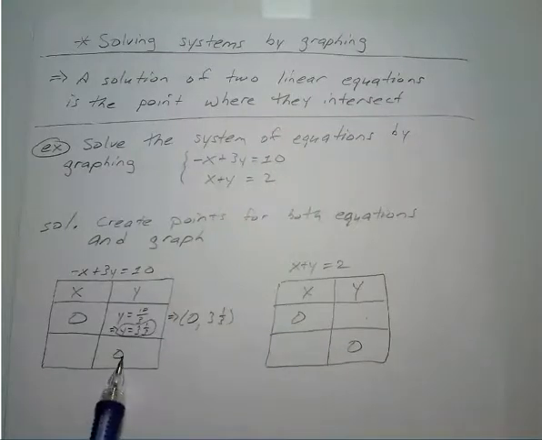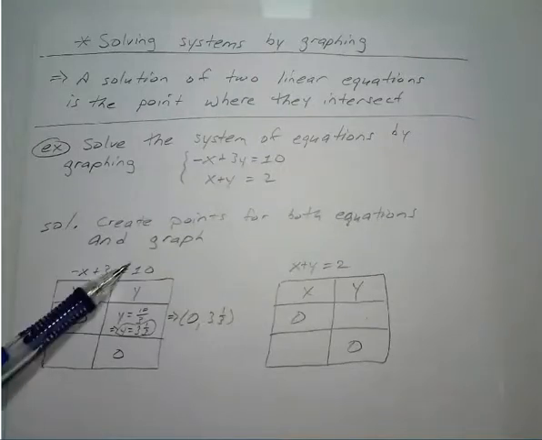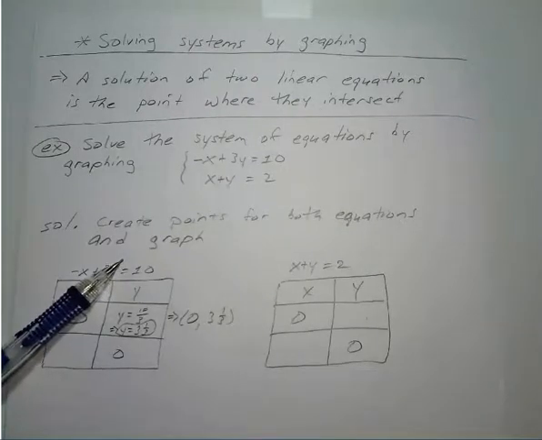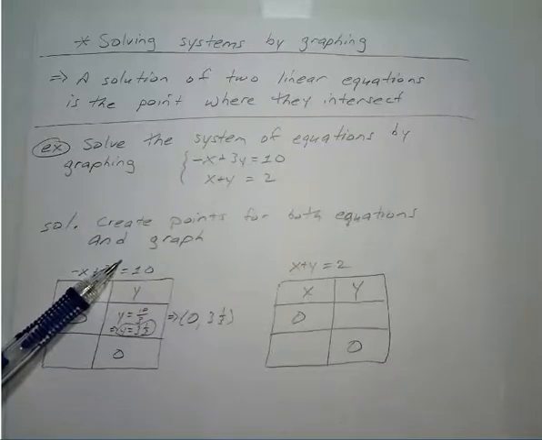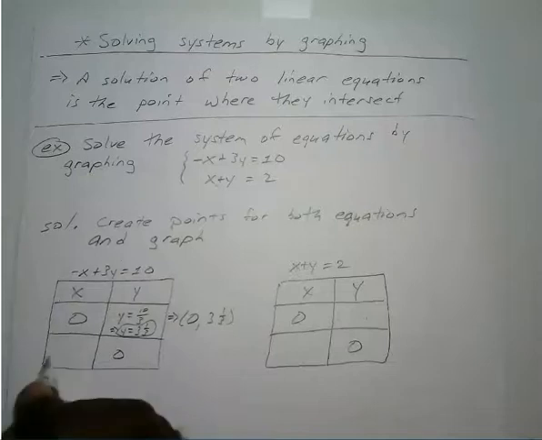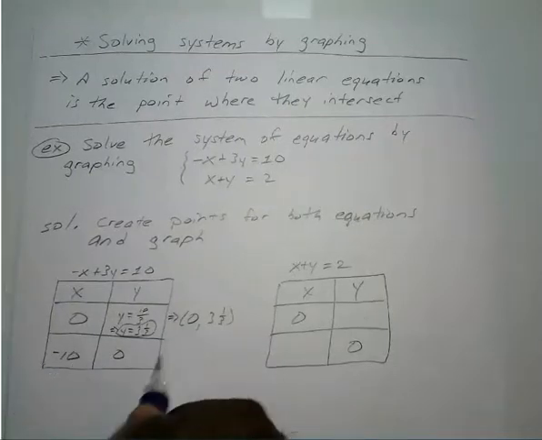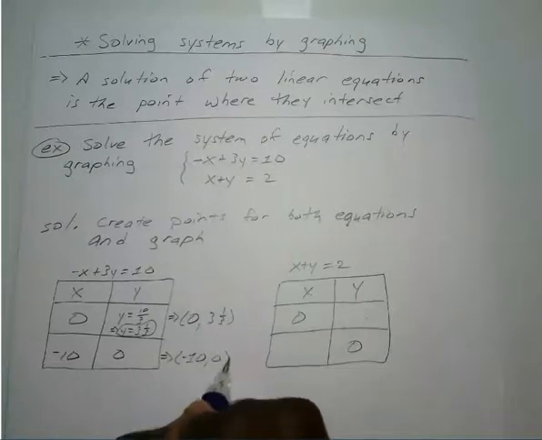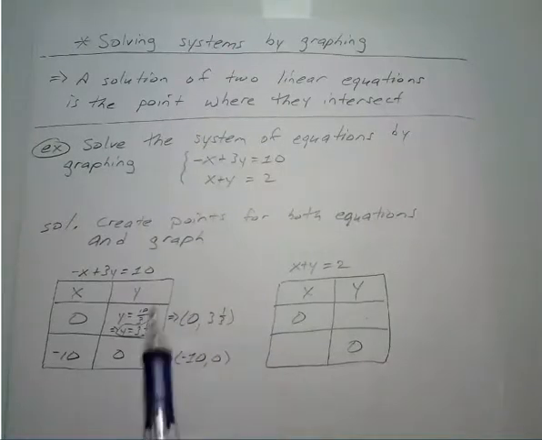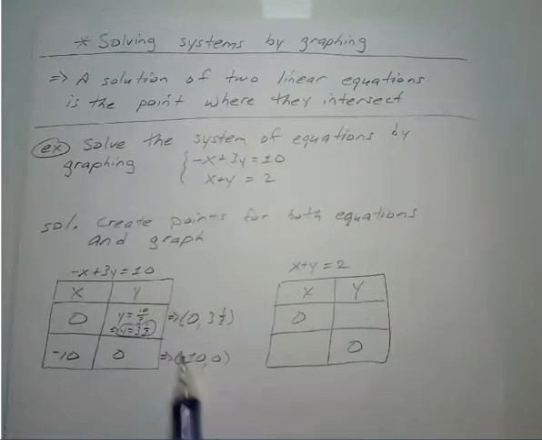When y is equal to 0, 3 times 0 is 0, so that disappears. So you have negative x equals 10. If we divide both sides by negative 1, you get x equals negative 10. So you have negative 10, 0 as your ordered pair. As long as we have 2 points for this linear equation, we're good.